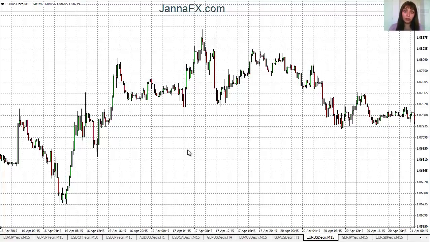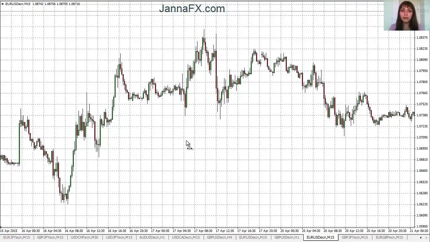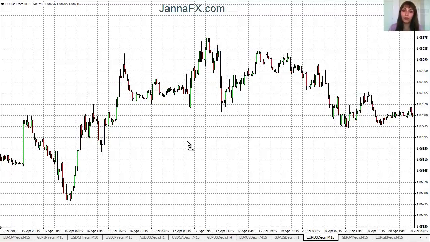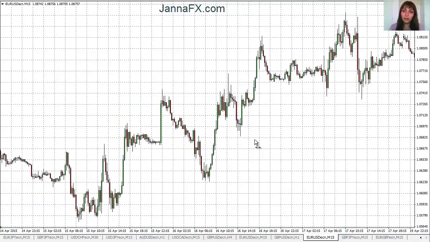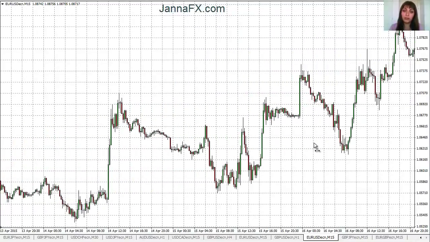So what we do first, of course, we have to identify the trend. It's very important. As I said, we will be looking at the other time frames, but right now it's the 15-minute chart, and that's what you can do just on the 15-minute chart without even looking at the other ones. So first of all, let's go back a little bit and see what was happening before. You see this uptrend.